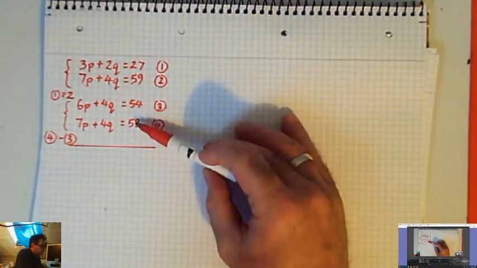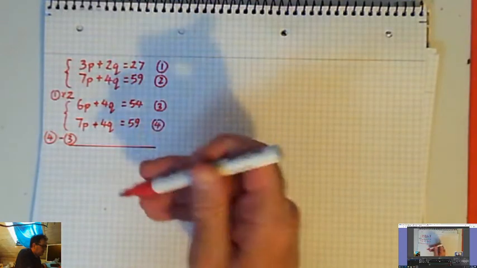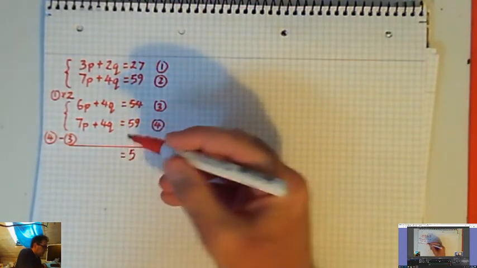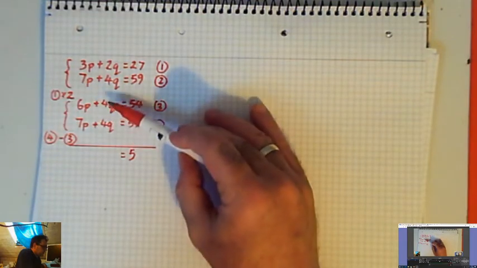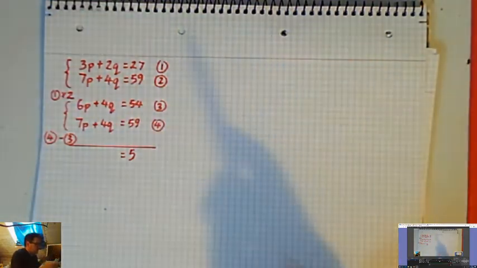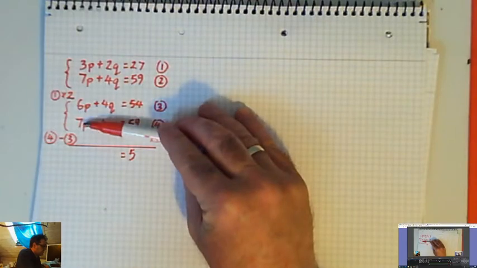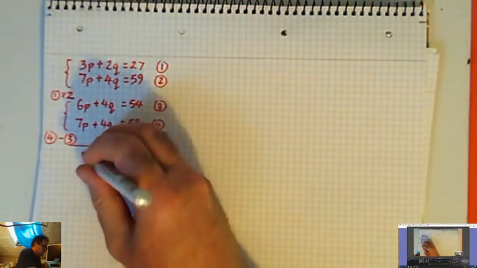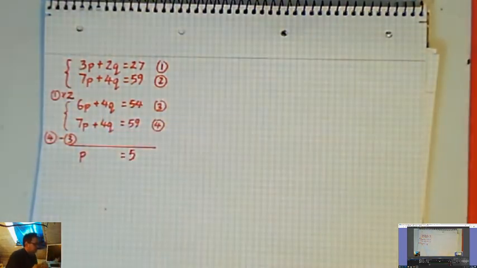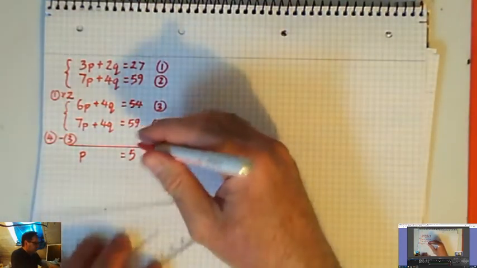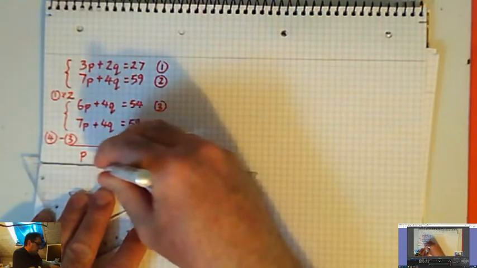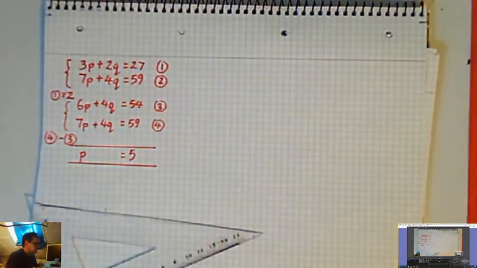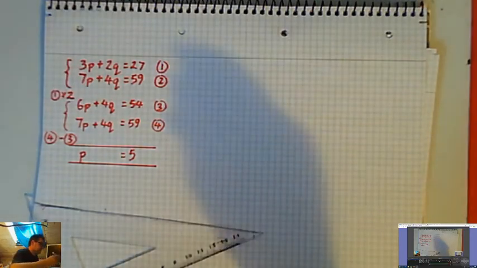So I'm going to do 59 minus 54 is 5. 4q minus 4q, well, that's nothing, so that's going to disappear. And then 7p minus 6p just gives you 1p, which you can just write as p. So p equals 5. So we've actually managed to eliminate the q and figure out that p equals 5.